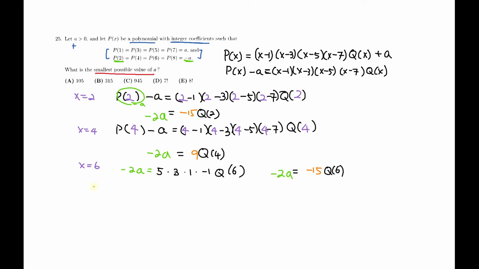Let's try x equals 8. Again on the left side we are supposed to have negative 2a, and when you set x equals 8, you get 7 times 5 times 3 times 1 times Q(8). So 35 times 3, you get 105.